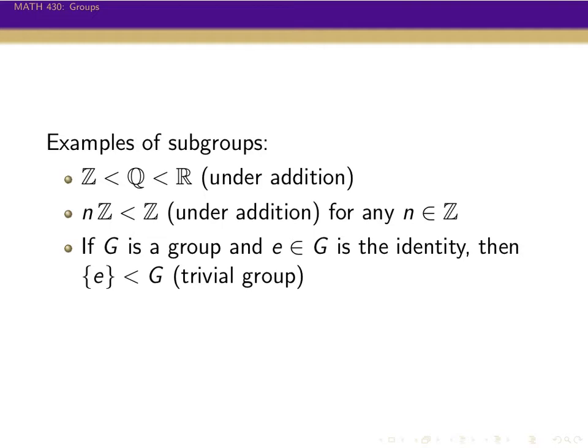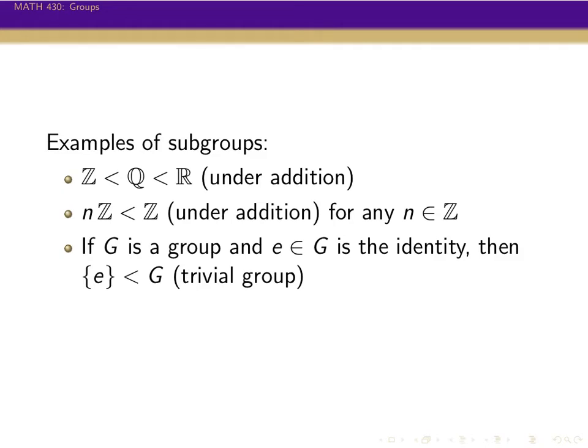If we take the subset that's just the identity itself of a group, then that is a subgroup. That is in fact the smallest subgroup, because subgroups have to be non-empty. You have to have an identity. The empty set is not a subgroup because it does not have the identity. So just the identity by itself is going to be the smallest subgroup you can get.